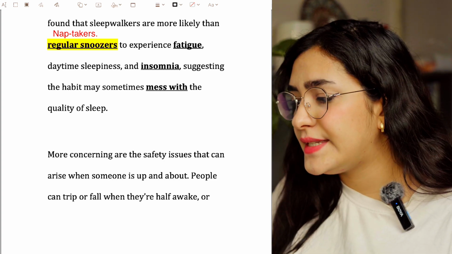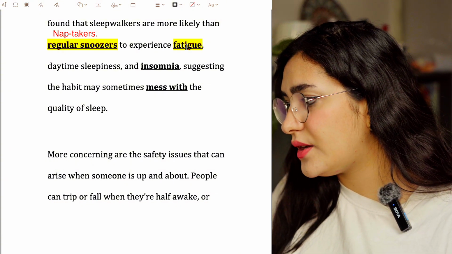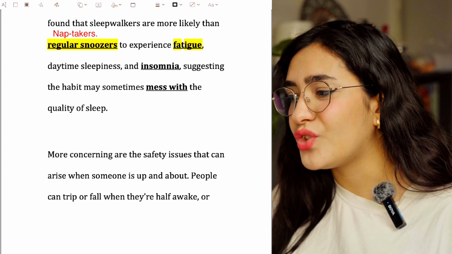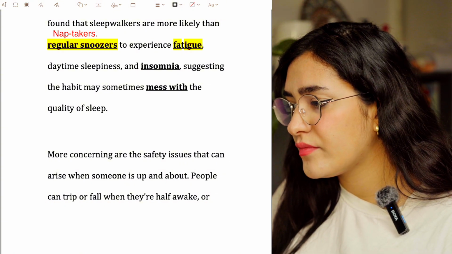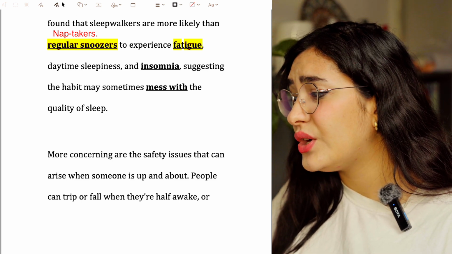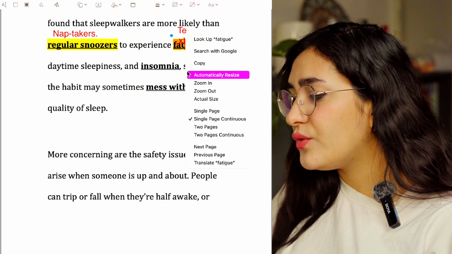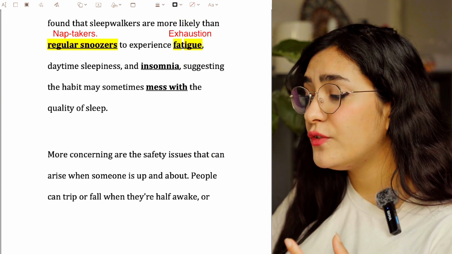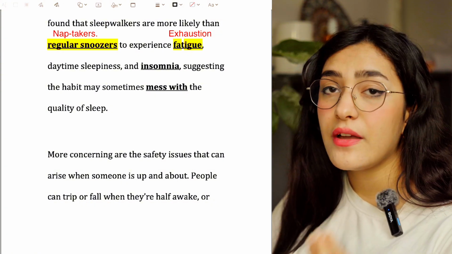Nap takers. Fatigue. Next word is fatigue, and the stress is on T. Fatigue. Extreme tiredness or exhaustion. We can just say exhaustion. And you feel fatigue most of the time because you had some physical experience, because you worked hard physically, and you're experiencing fatigue right now because you've worked hard. After the long hike, she was overcome with fatigue.